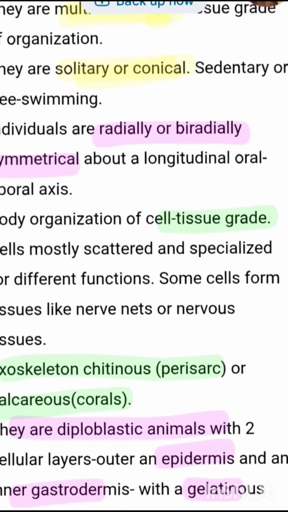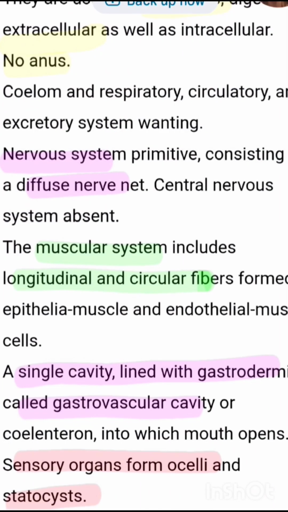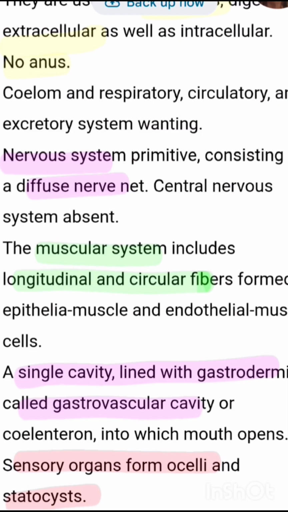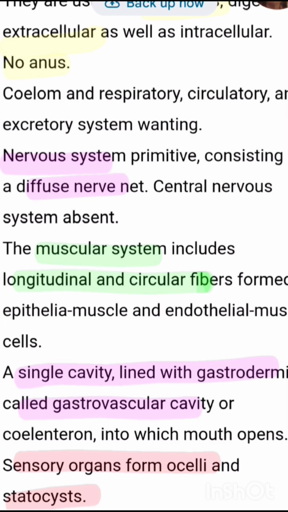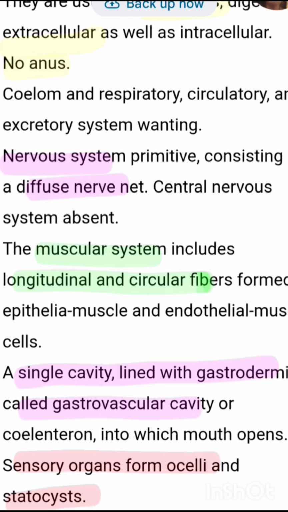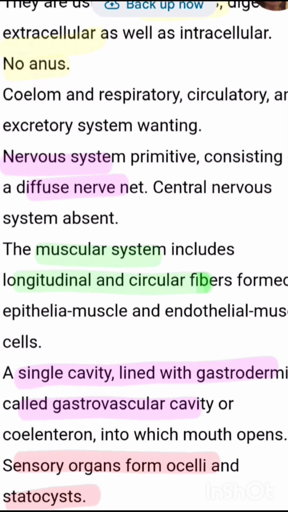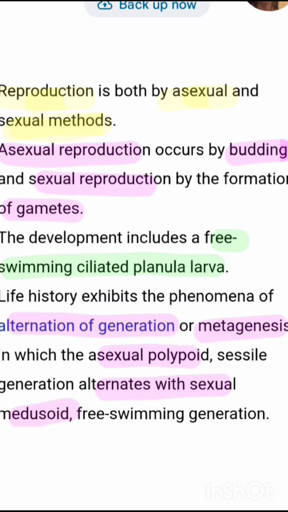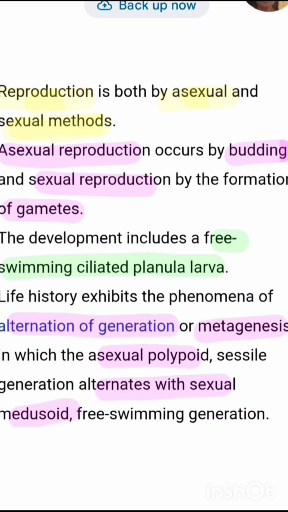So freshwater animals, you can see different kinds of cells are present here. They are performing the different functions, and you can see that there is no xylem, and respiratory and circulatory and excretory system are wanting, and nervous system is primitive, which consisting of diffuse nerve net, and central nervous system is absent. So musculature showing both kind of muscles, longitudinal as well as circular. So you have also seen the cavity which is lined by the gastrodermis, called as the gastrovascular cavity or coelentron. So sensory organ, statocyst. So reproduction you have already studied by asexual, by budding, and sexual by gametes.